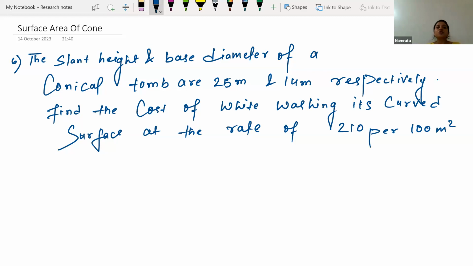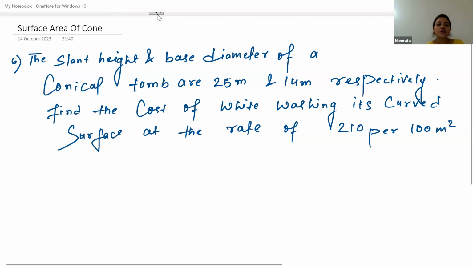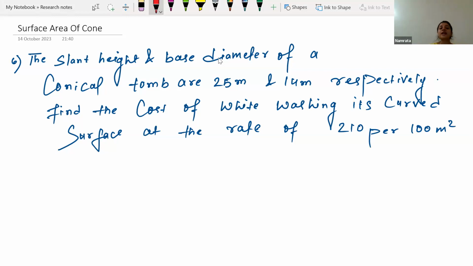Here, let's draw the figure at first. The question says the slant height and base diameter of a conical tomb. So let's say this type of tomb we are having, which is in the structure of a cone. Here, what exactly is given? It's given that the slant height and the base diameter are given, and that too respectively.